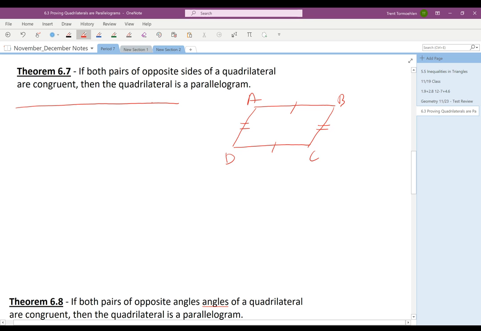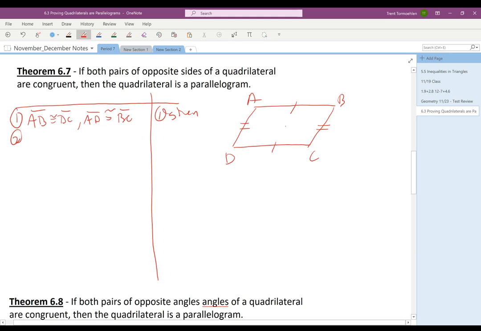So again, looking at a proof of this, we're going to use one of those theorems that we learned about in the last video, which says that if one pair of opposite sides are congruent and parallel, then it's a parallelogram. And so we can do that because we know that AB is congruent to DC, that's given to us, and AD is congruent to BC, right? That's our given because that's what's stated up in our theorem. Opposite sides of a quadrilateral are congruent.